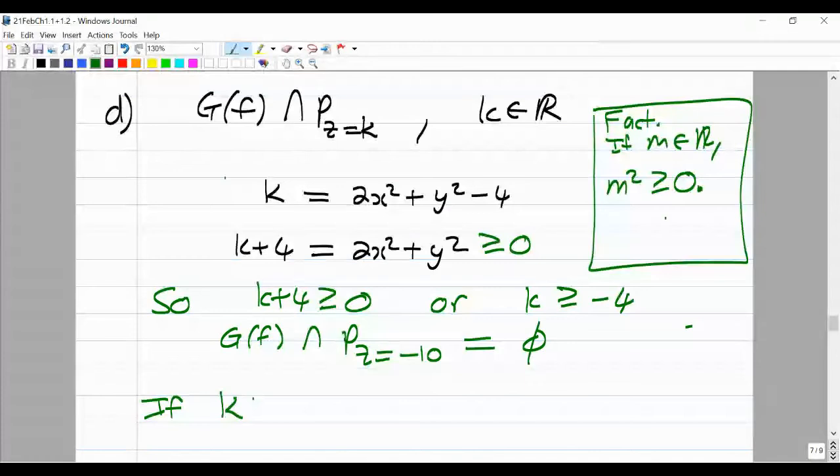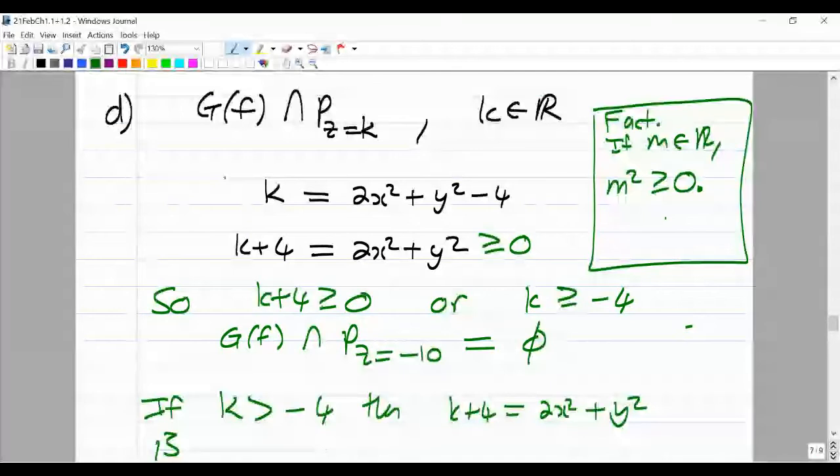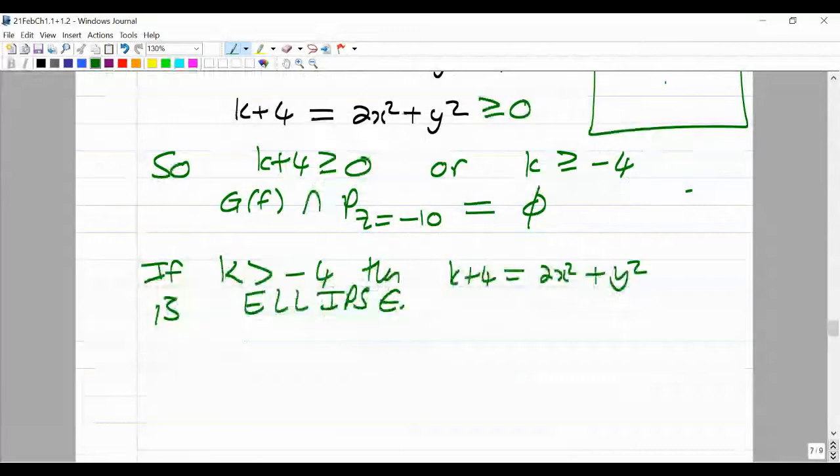If k is bigger than minus 4, then k plus 4 is equal to twice x squared plus y squared. You guys already mentioned this, what is this? For example, if k is 1 or 5 or 10 or a million, what is this famous shape? Yes, this is an ellipse. This is the famous shape. It's an ellipse.